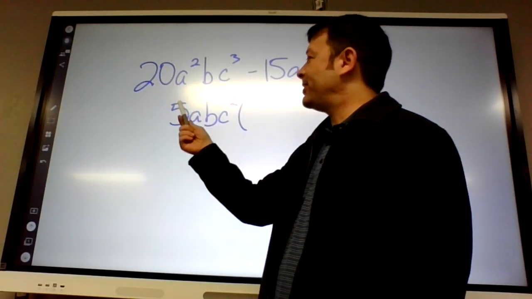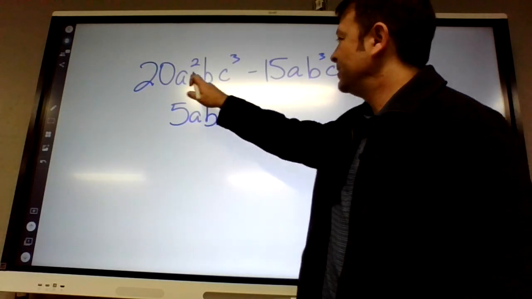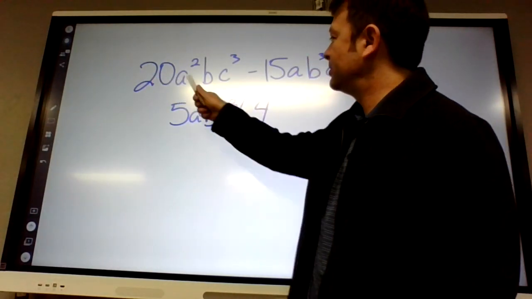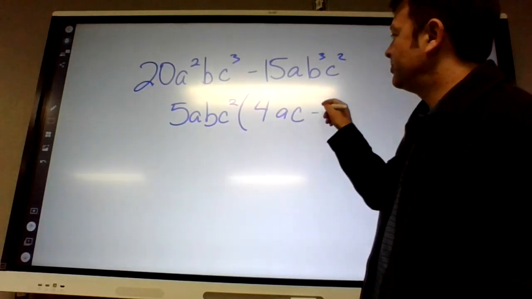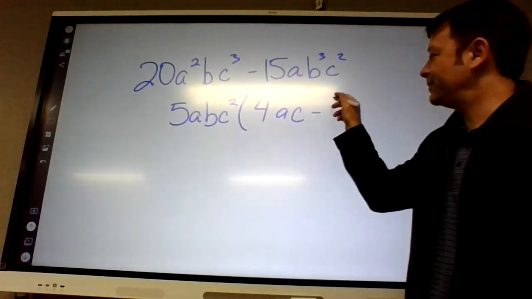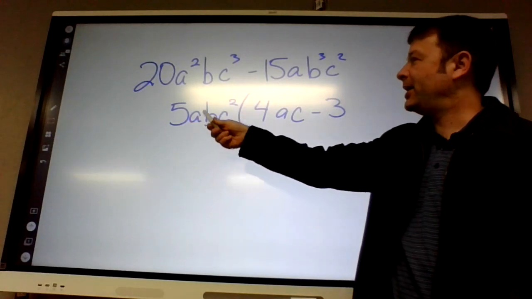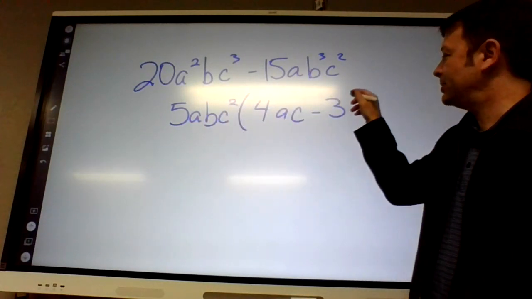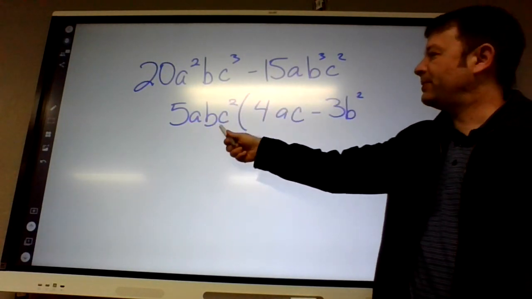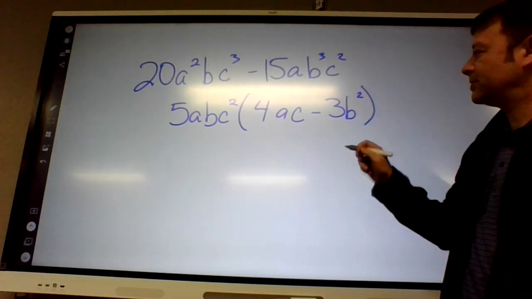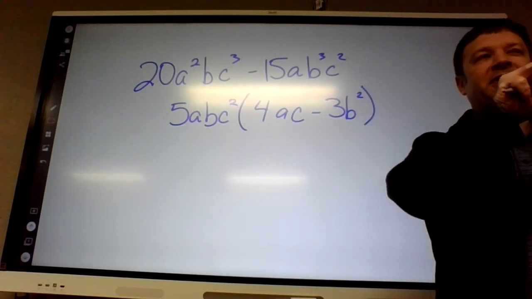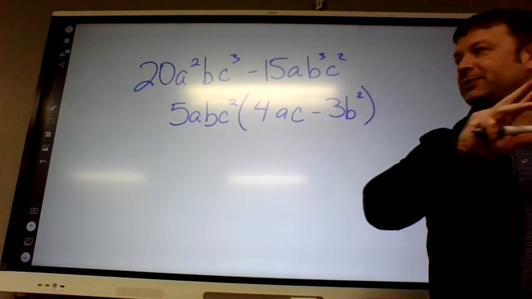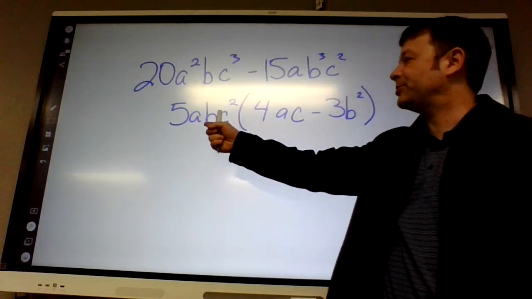So if I divide this by 5, I get 4ac minus 15 divided by 5, 3. A divided by a, gone. B cubed divided by b, b squared. C squared divided by c squared, gone. So it's like reversing the distributive property. It's dividing it out instead of multiplying it back in.